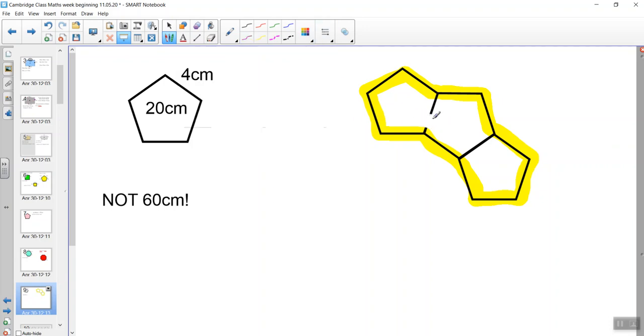We're not going to include this one. Let's get rid of that one, because that's not on the outside of the shape, is it? So I'm not going to include that one. And we're not going to include these, because they're not on the outside of the shape. We're only including the ones that are on the outside of the shape. So how many lines do we have on the outside of the shape? Pause the video and have a count.